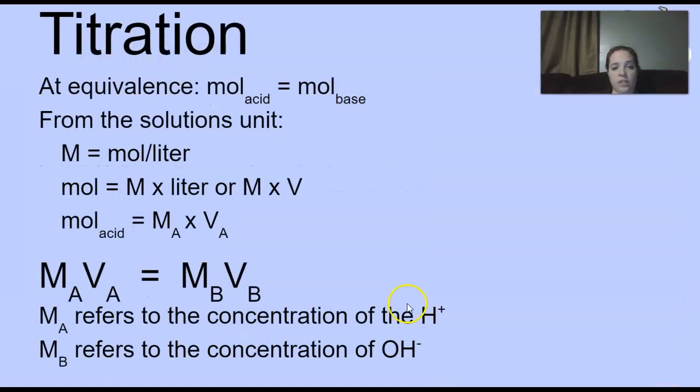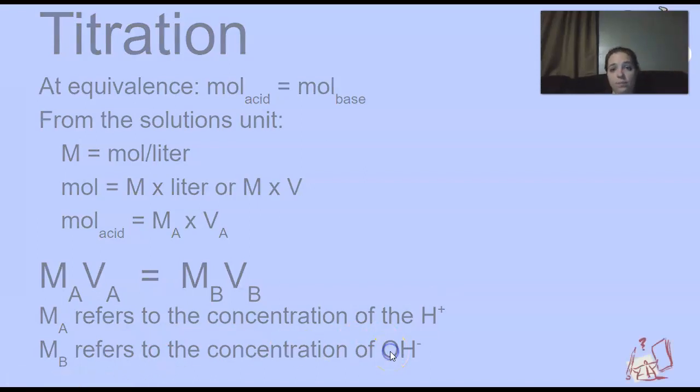So what is this equivalency point? Again, where moles of acid equal moles of base. And we're going to start looking at molarity again. So molarity of acid times the volume of acid equals molarity of base times volume of base. M1V1 equals M2V2, only with acid bases. So MA refers to the concentration of H plus, how many H pluses there are, and MB is how many OHs there are.